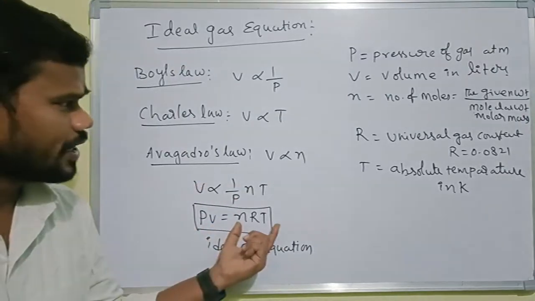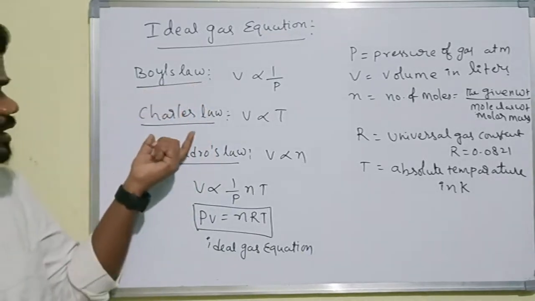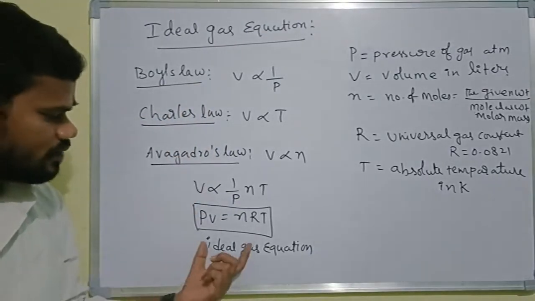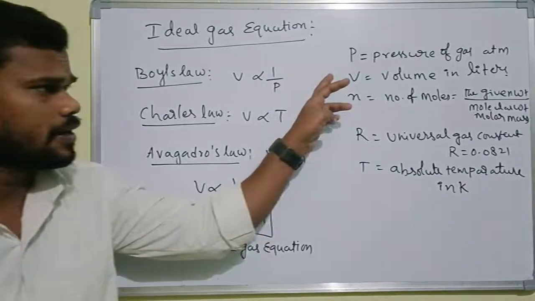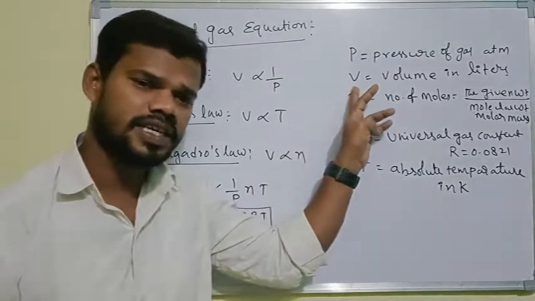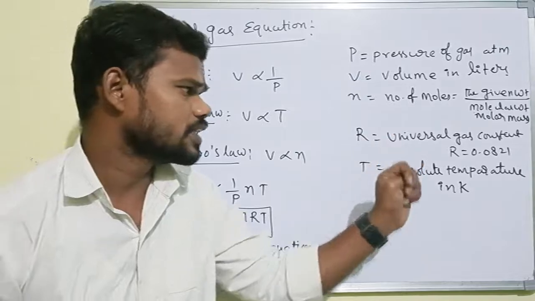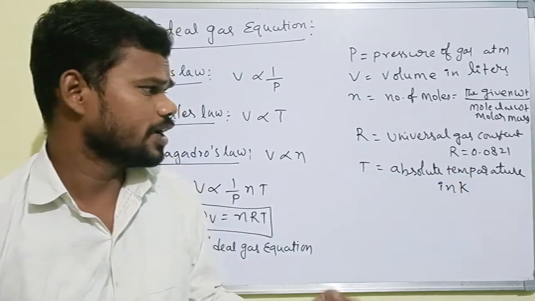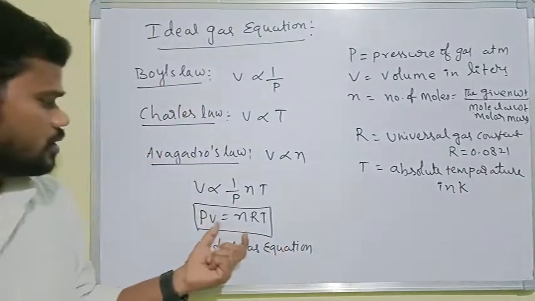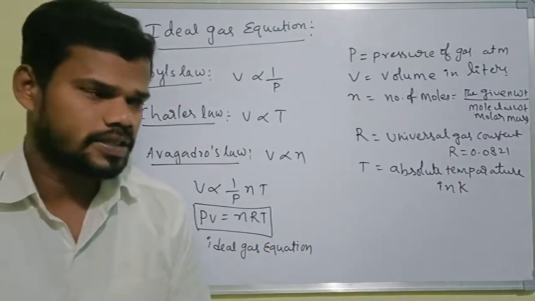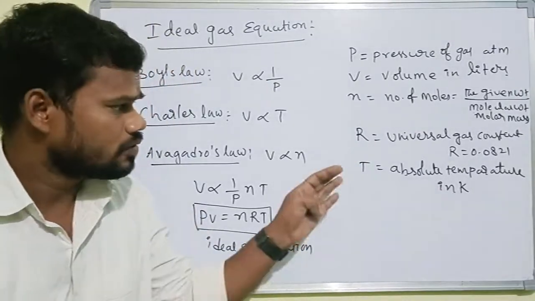So PV equals nRT is the ideal gas equation. It can be formed from Boyle's law, Charles law, and Avogadro's law. P is the pressure of the gas in atmospheres, V is the volume in liters, n is the number of moles, R is the universal gas constant with value 0.0821, and T is the absolute temperature. These are the terms involved in the ideal gas equation. We can also derive different R values. How should we derive these R values?